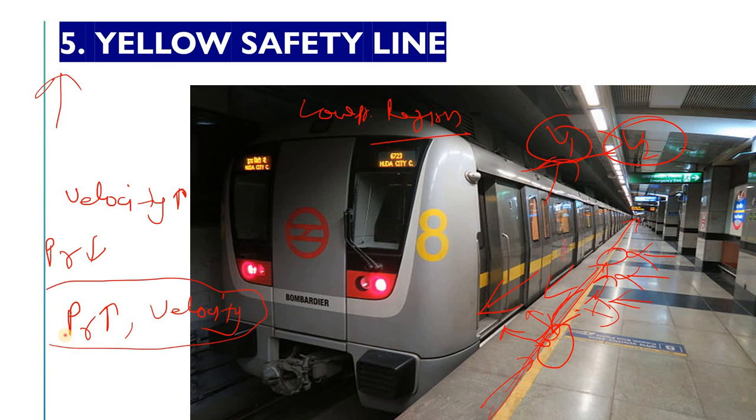Can you let me know in the comments box, can you give me some examples of this? So here is one example: a lake. The second example is the sea. There the velocity is very, very less, the minimum, because the pressure is maximum. Can you give me another example of that? Please let me know in the comments box.